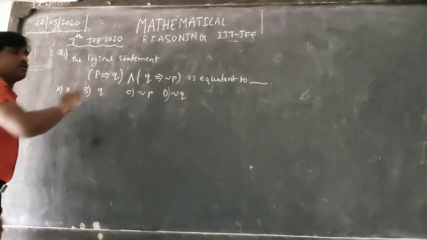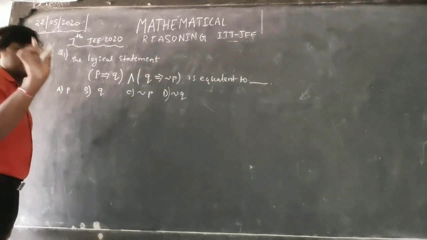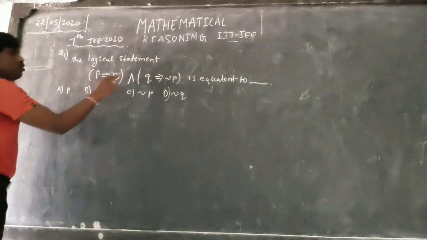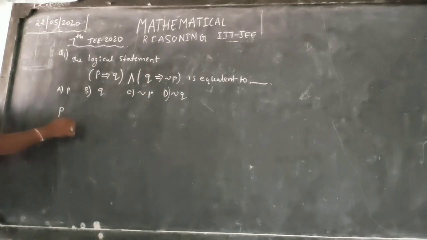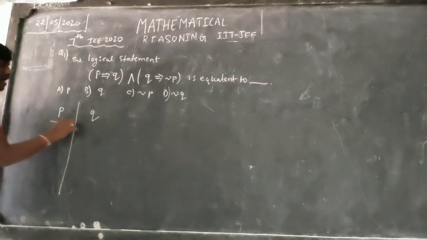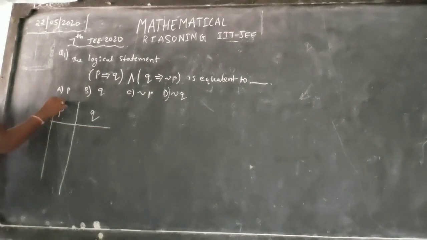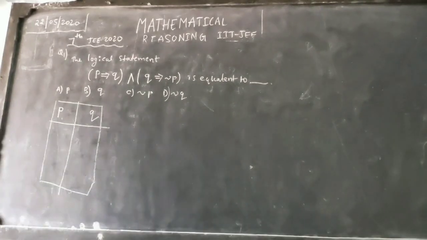What you have to do here is identify how many statements there are. Here 2 statements are there, so write the 2 statements: one is P, one is Q. Write the statements first. Watch carefully and you will understand what I am doing.